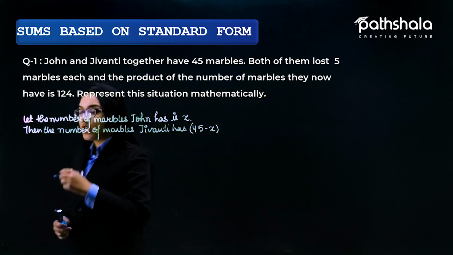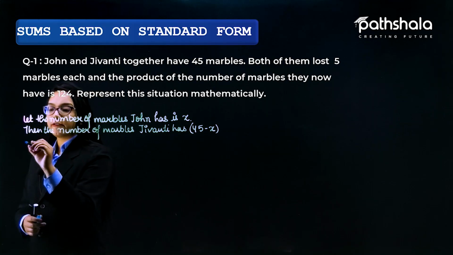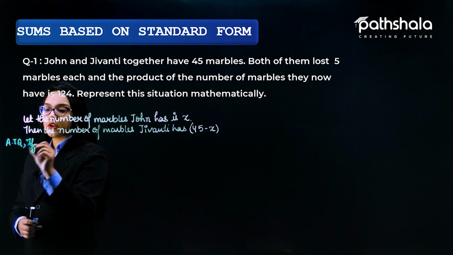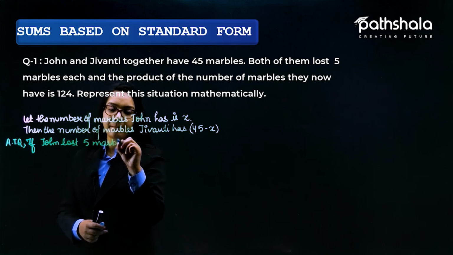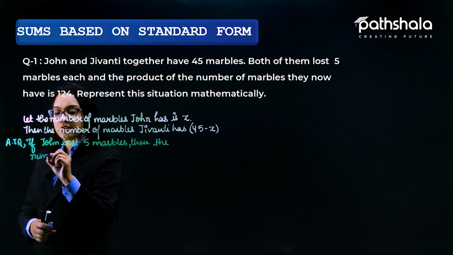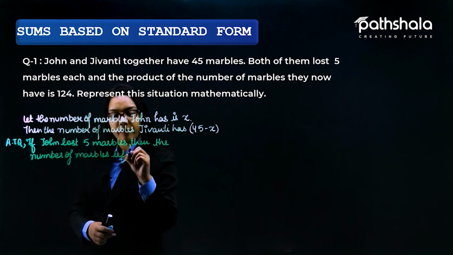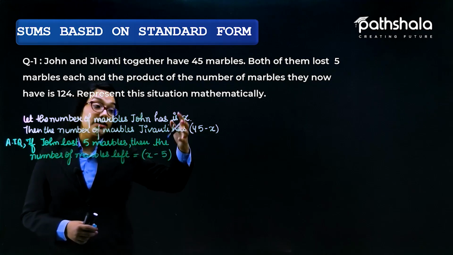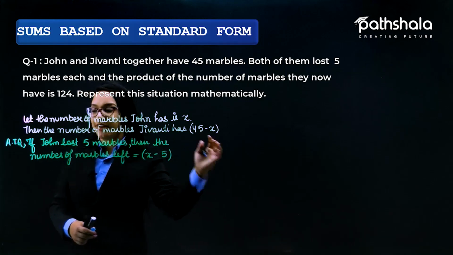Now let's move on further. The question further says that both of them lost 5 marbles. So according to the question, if John lost 5 marbles, then the number of marbles left with him would be x minus 5, because he has a total of x marbles. After losing 5, he will have x minus 5 marbles left.